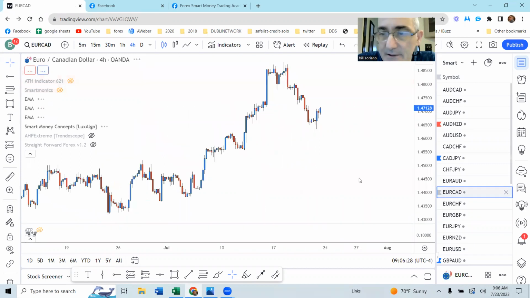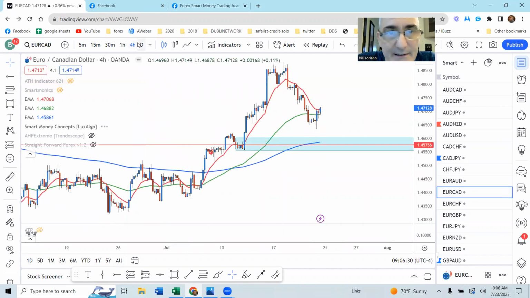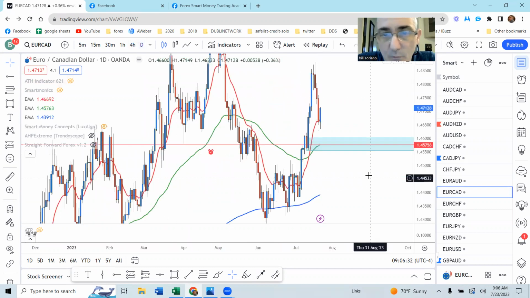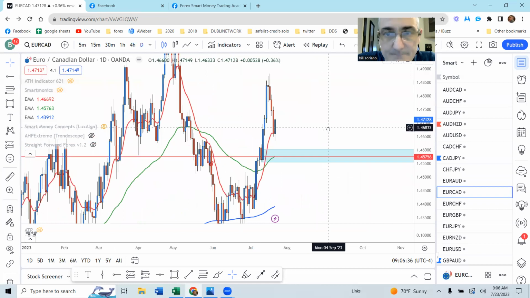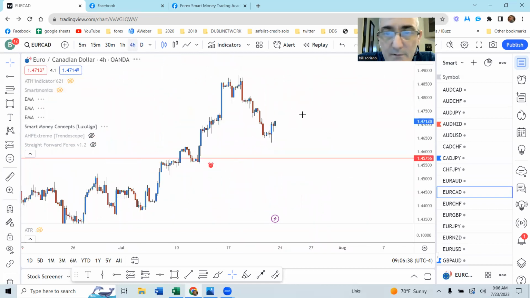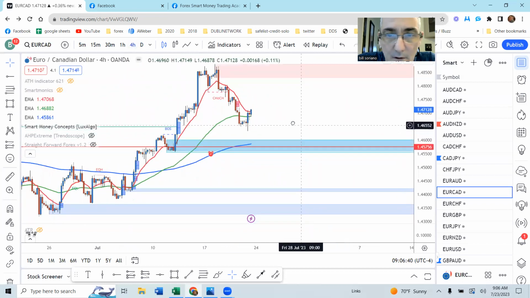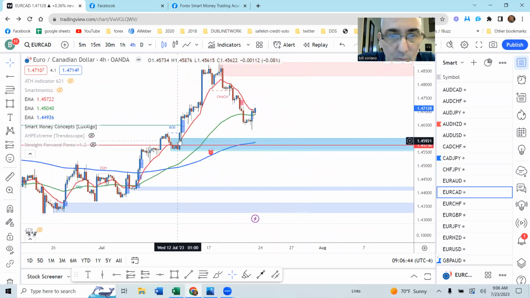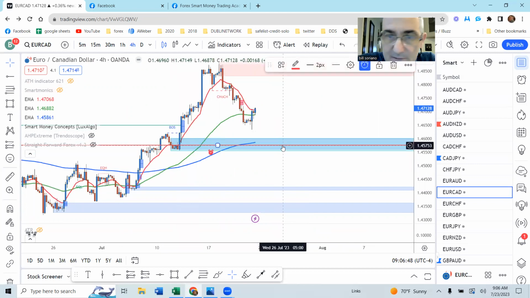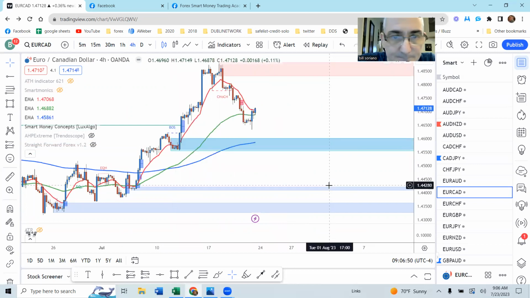Okay, let's go down now, EURCAD. Again, we have this bullish order flow here. We go to the 4 hour, we can see here that we identified this order block. Let's get rid of this line here. So we have this order block right here. This is a nice order block.